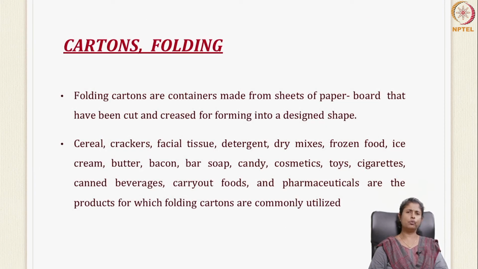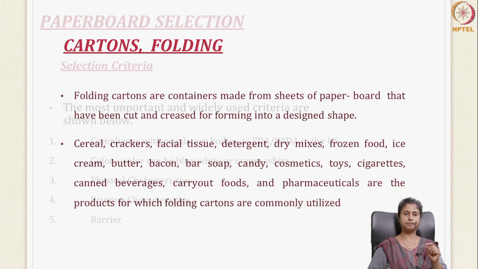When you look at carton folding, some of them are pre-formed. Folding cartons are containers made from sheets of paperboard that have been cut and creased for forming a design shape. Cut in the desired shape, all the folds are given, and again it is only erected in the cartoning system. In the market, cereals, crackers, facial tissues, detergents, dry mixes, frozen foods, ice cream, butter, bacon, bar soap, candy, cosmetics, and many pharmaceuticals are all products for which folding cartons are commonly utilized. You can connect folding cartons with these kinds of products.